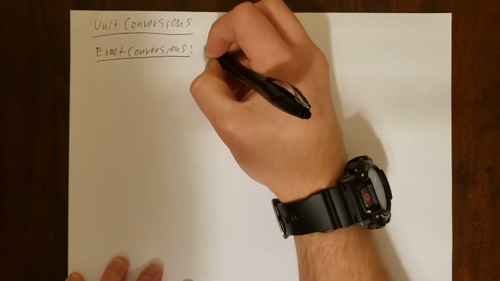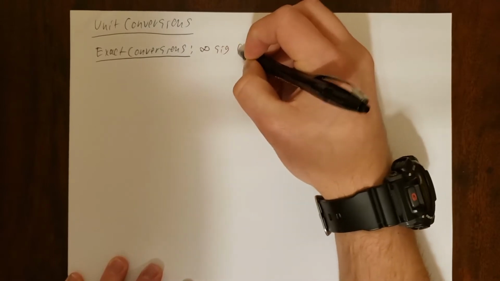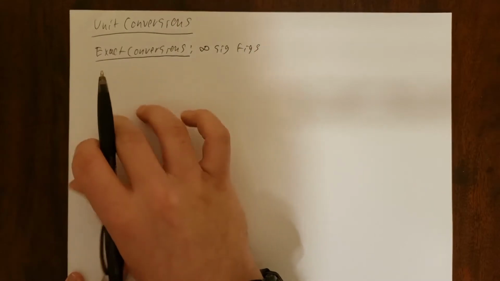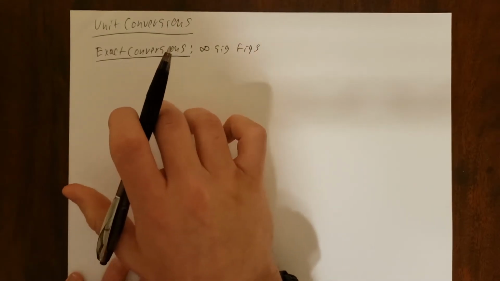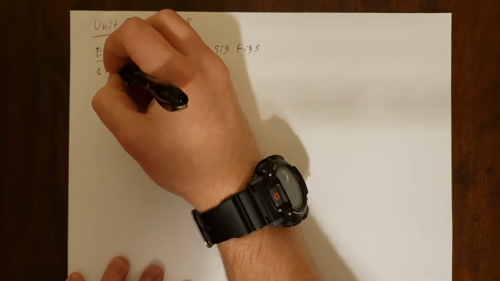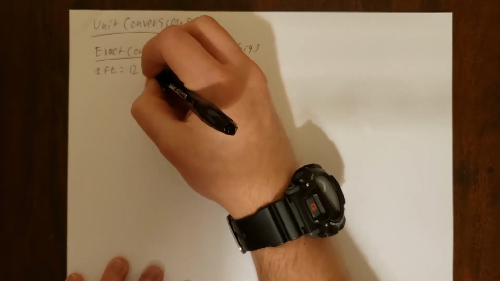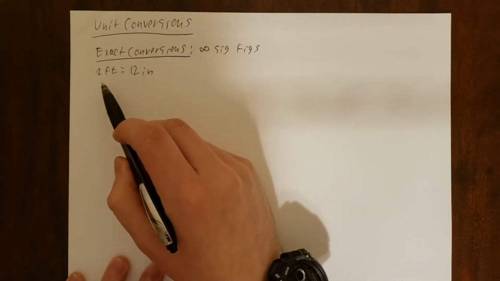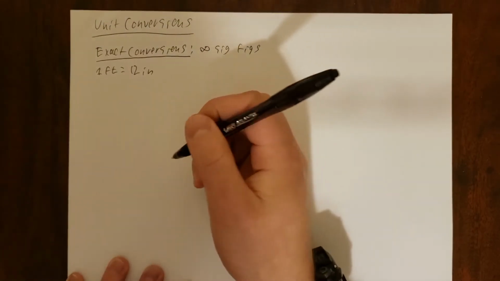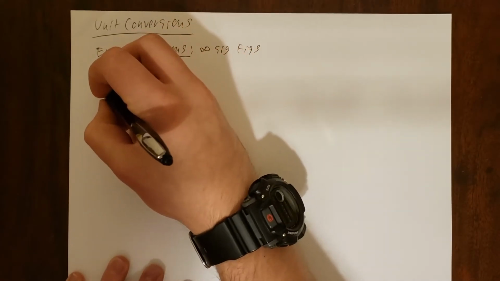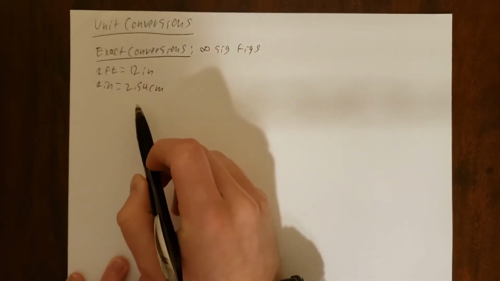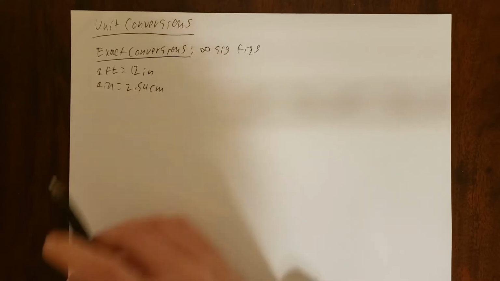Now, these are conversions that have infinite significant figures. And what that means is that one value is defined by an exact number of the other value. So, for example, we know that 1 foot is equal to 12 inches. 1 foot is exactly 12 inches. There's no approximation in that. Similarly, we also have that 1 inch is equal to 2.54 centimeters. That is also an exact conversion.